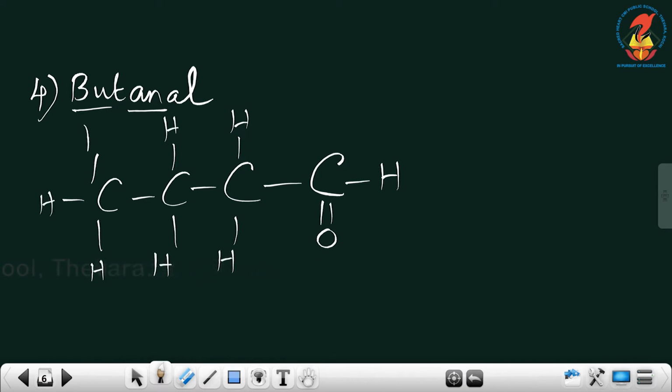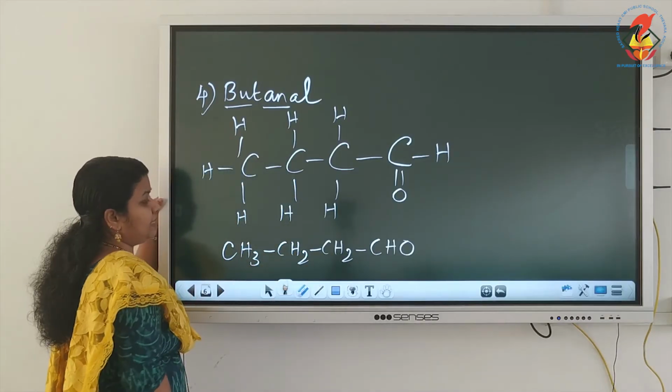What is the condensed form? Now write the condensed formula for this. CH3, CH2, CH2, CHO. So this is butanal.